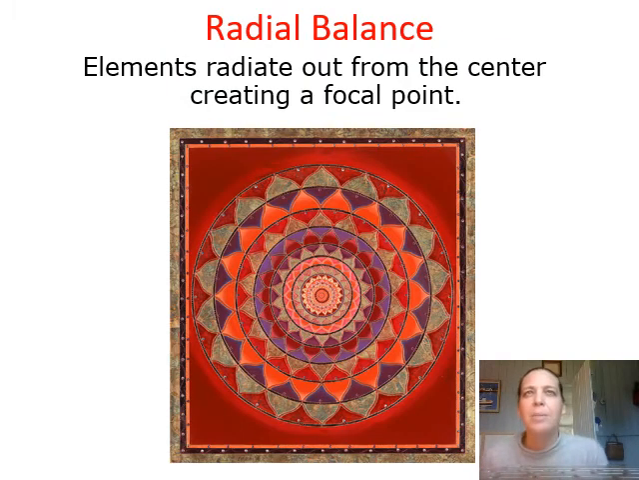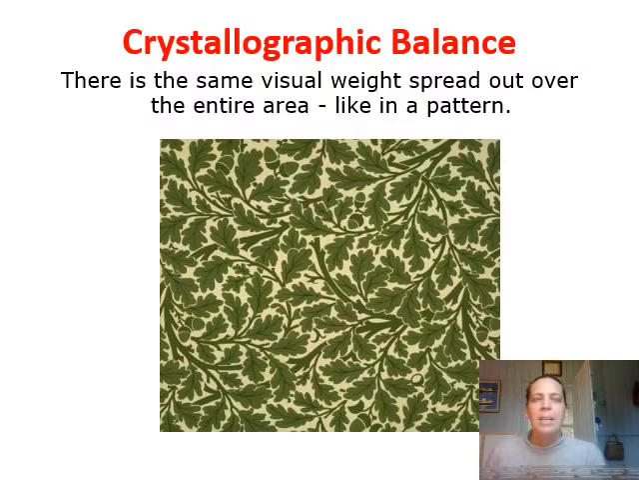Another type of balance that we can identify is radial balance. That's when all elements radiate from the center point. And the final category or vocabulary of balance that I'll talk about today is crystallographic balance. And that's kind of like wallpaper, when visual composition is spread evenly over a whole space.